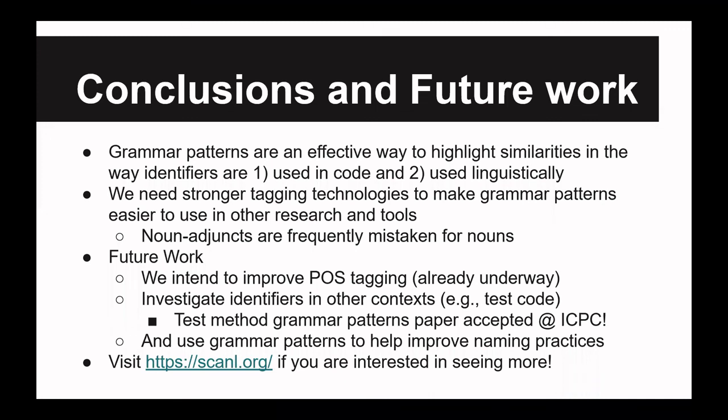In conclusion, grammar patterns are an effective way to highlight and analyze similarities and differences in the way identifiers are used in code and linguistically. However, we need stronger tagging technologies so that it's easier to perform analysis using grammar patterns. In particular, taggers need higher accuracy with noun adjuncts, plurals, adverbs, conjunctions, and preambles.